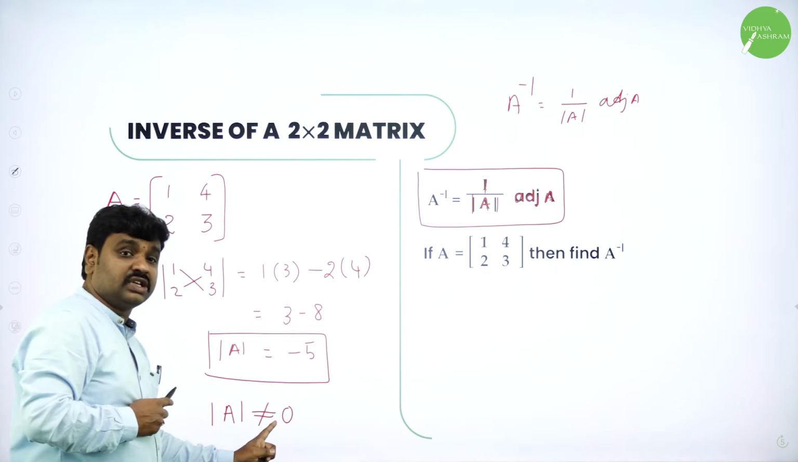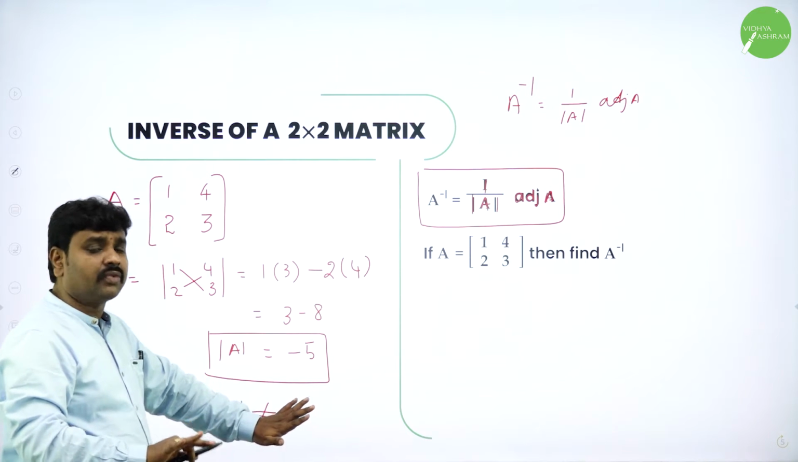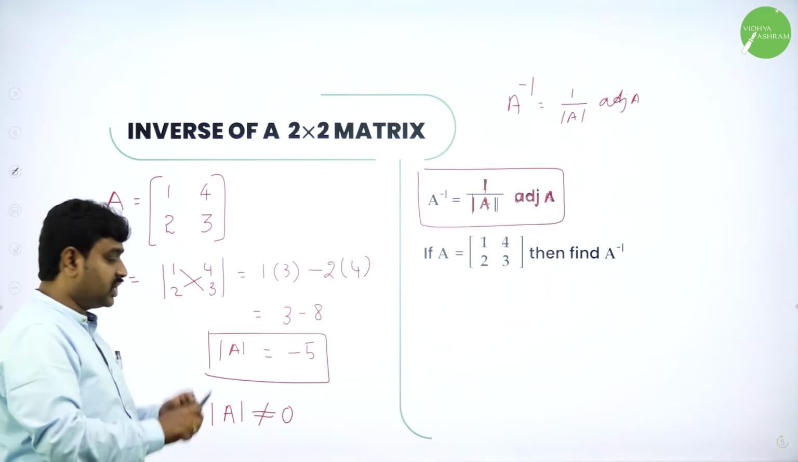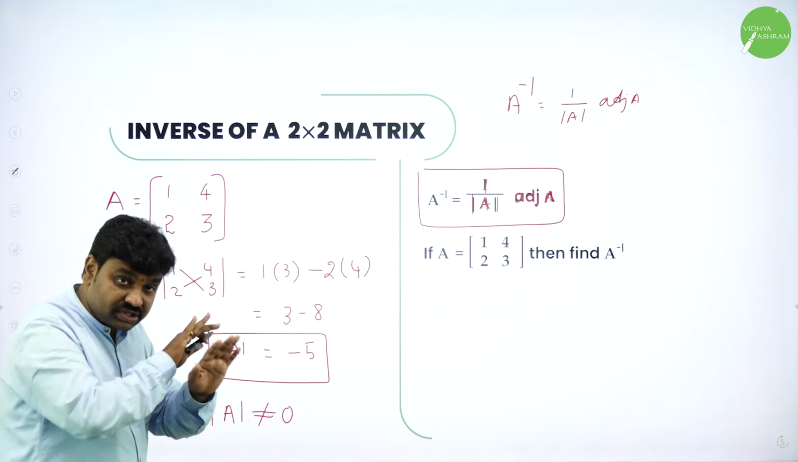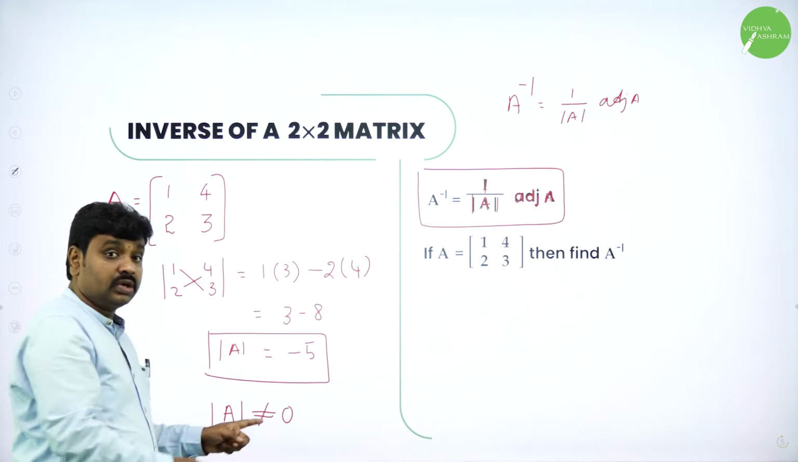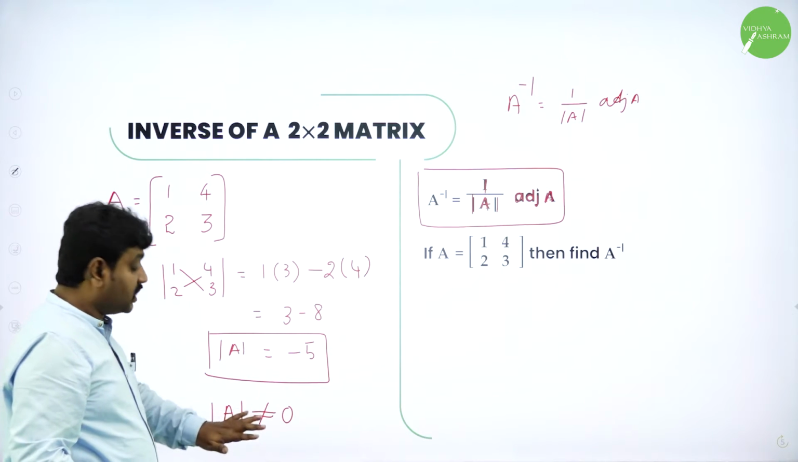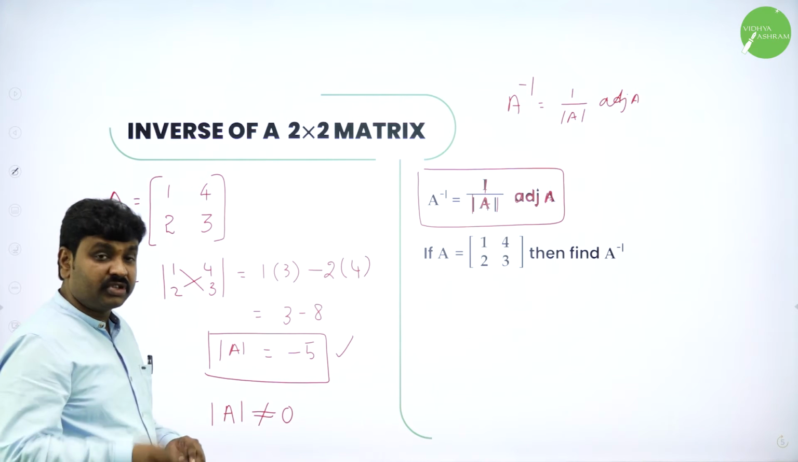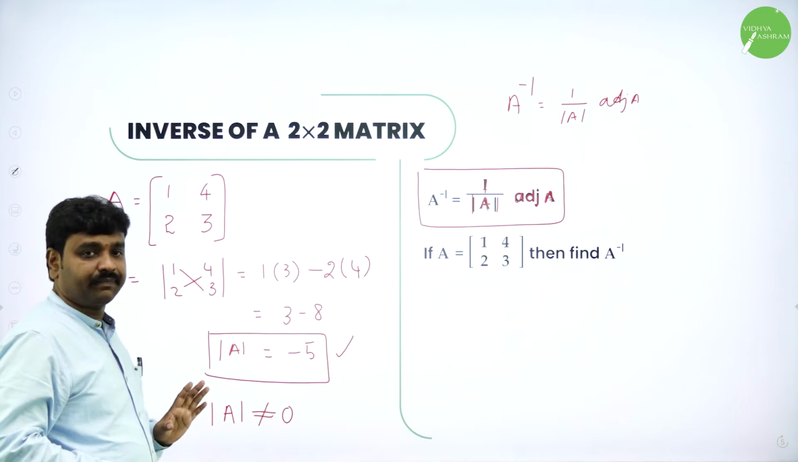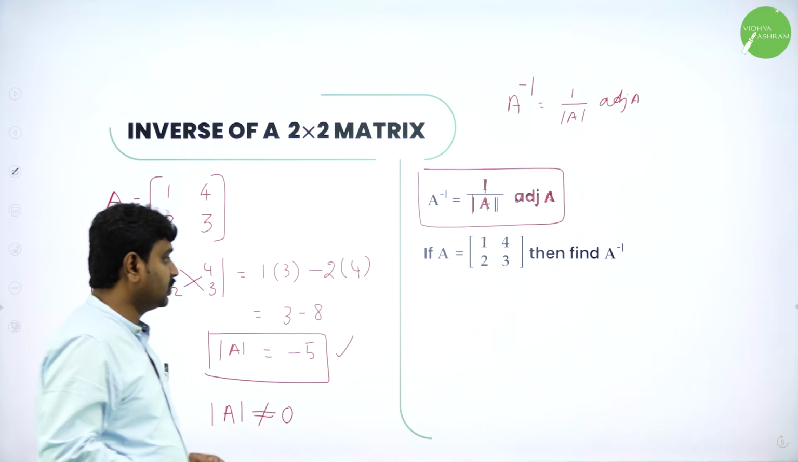Suppose if you get 0, here only we will stop, we will say inverse does not exist. But fortunately, determinant is minus 5, it is not 0, which means it is non-singular and inverse exists. That is the first step. You should get a non-zero determinant, and we got it. It may be negative, positive or a fraction.